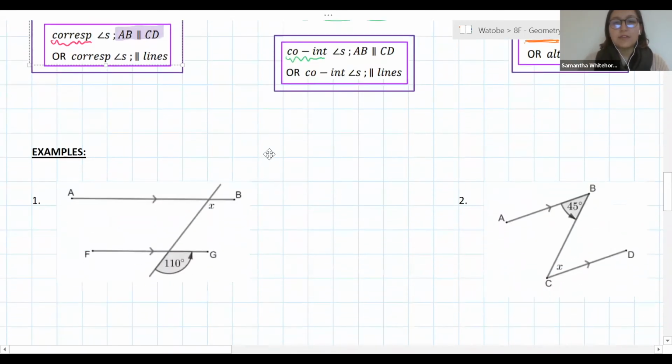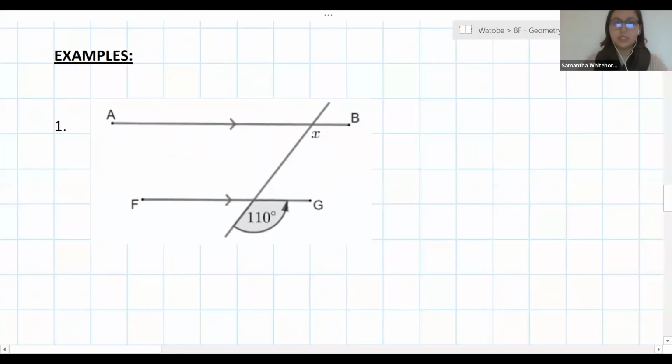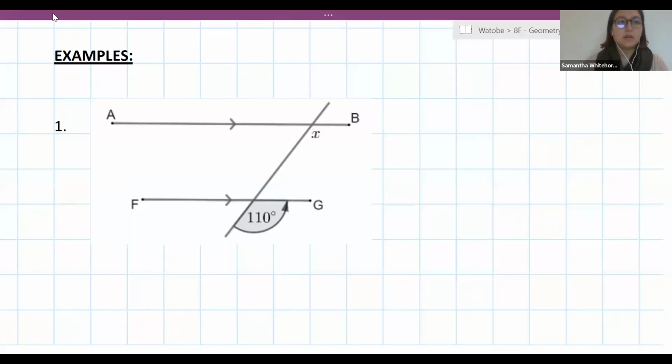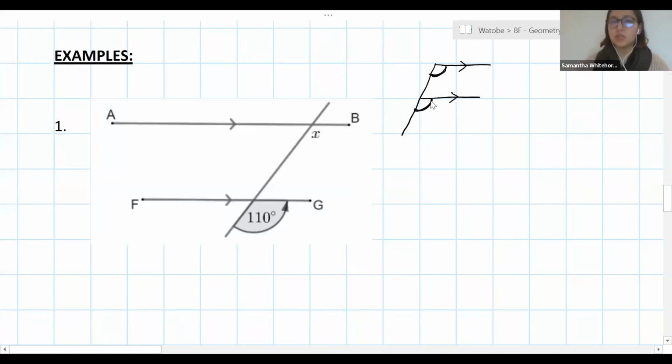If we have a look at an example of our F shape, okay, just F. So corresponding, what I'm going to do is draw that little rule that we had. So there's my F. We have parallel lines, and we said that the angles in the corners of the F are equal to each other.